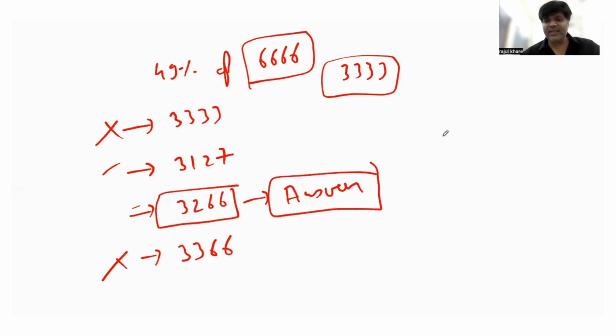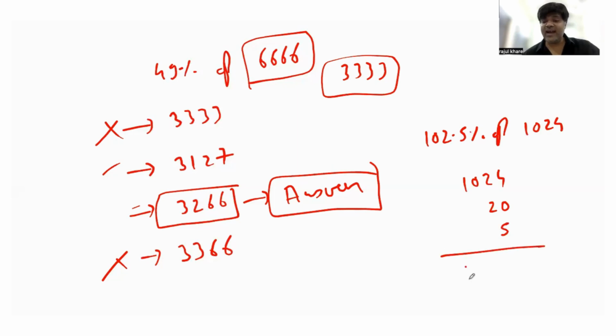Suppose something else like 102.5% of 1024 is asked to you in the paper. I know 100% is 1024. Now I have to find 2.5% more. 1% is 10, so 2% will be 20. 1% is 10, so 0.5% will be 5. So I can directly say that the answer will be close to 1049, or I can say the answer is approximately equal to 1050.